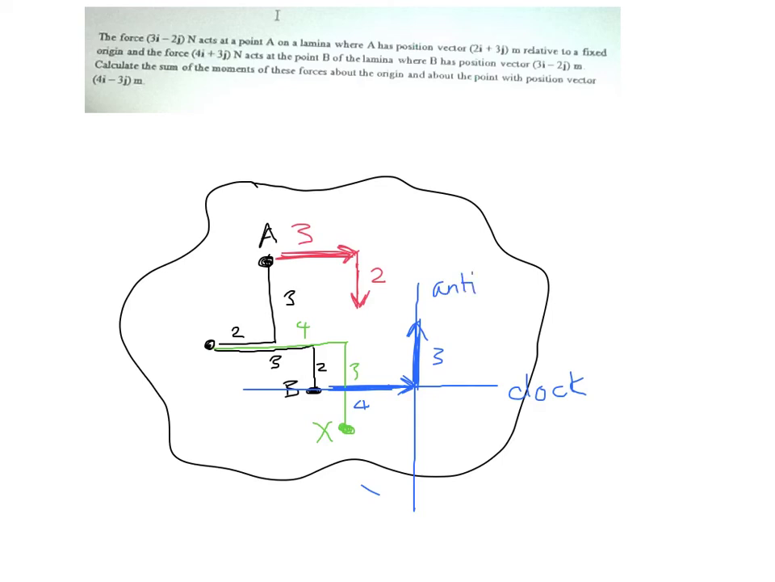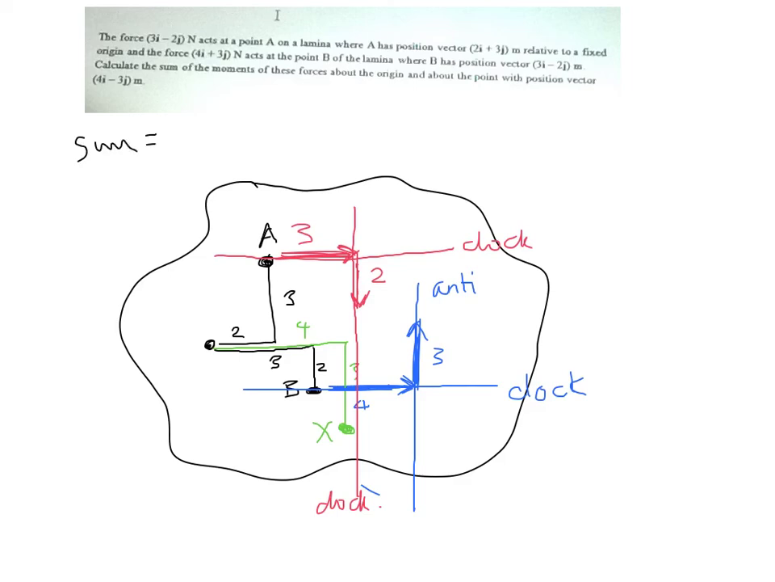What about the red ones? Well, this 3, this line of action, would turn it clockwise. And this red one here would turn it clockwise as well. So we've got 3 clockwise, which are going to be positive, and 1 anti-clockwise. Let's see what happens all together, the sum.